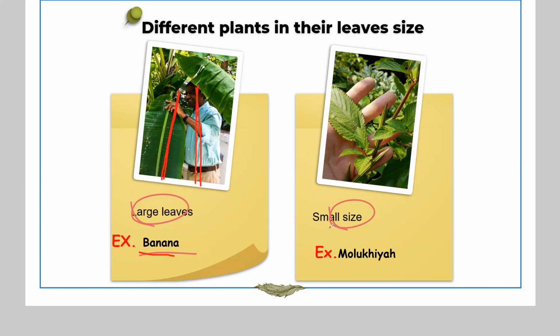And we have small size leaves, like mulkhaya, and it's pronounced mulkhaya. Native speakers of English may say mulkaya, but in fact, it is pronounced mulkhaya. We say mulkhaya, we don't say mulkaya. So the small size plant is like mulkhaya, and the large leaves plant is like banana.